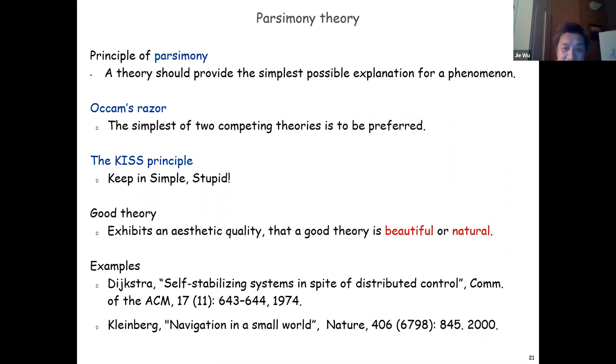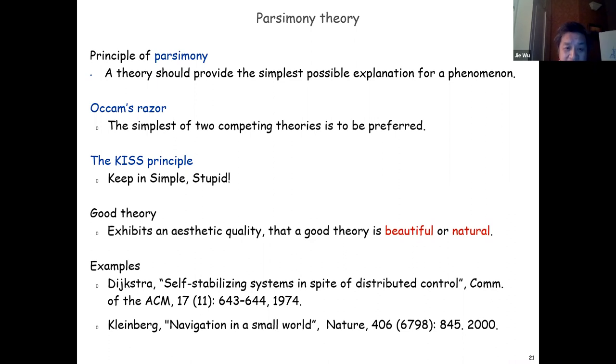This is very important, not just for this class, but in general if you do research. I always tell my students, when a student presents a paper or proposes their solution, sometimes they use lots of mathematics, which is bad. You should use the simplest possible explanation, right? There's a concept called Occam's razor, which really means that the simpler of two competing theories is to be preferred. So if you have two theories, both are correct, you always prefer the simple one. There's another phrase in the community called the KISS principle. KISS means keep it simple, stupid. You should always keep everything as simple as possible.